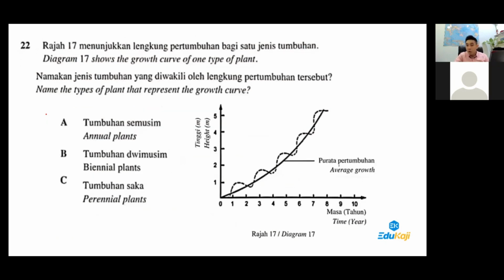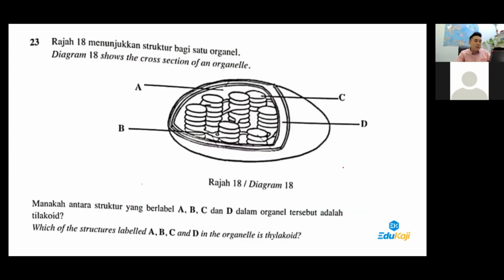Okay, guys, question 22. They keep growing non-stop, this perennial plant. Because annual plants only last for 1 year, but here exceeds many years. Biennial plants only last for 2 years, but again, here exceeds many years. So 22 answer C.